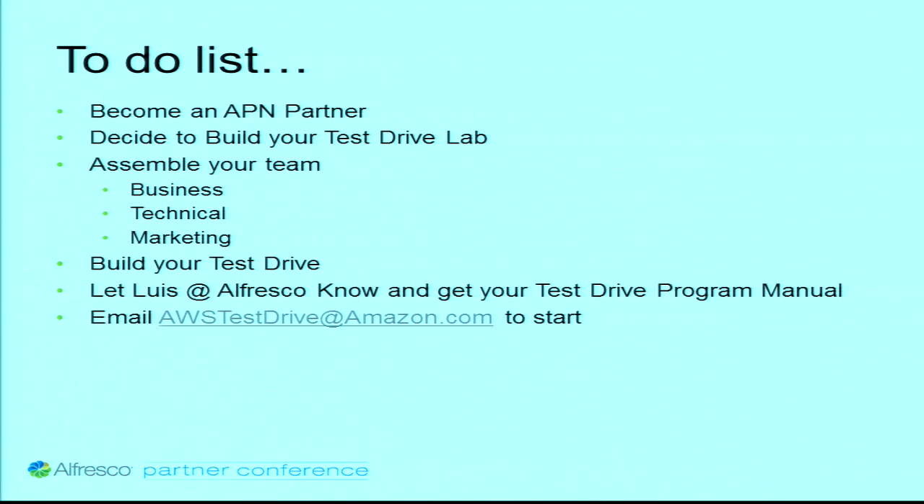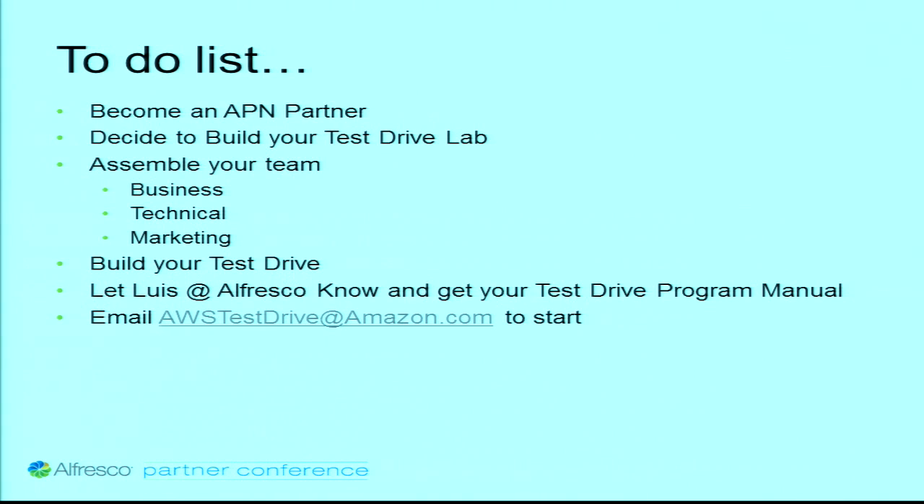Here's this very simple to-do list. Join the APN Partner Program. It takes about 5 minutes and it's free. Decide you're going to do the test lab. And by the way, once you join the Amazon Partner Network, we're just going to start talking with you. It doesn't require you to do anything. But we want you to build the test drive lab.